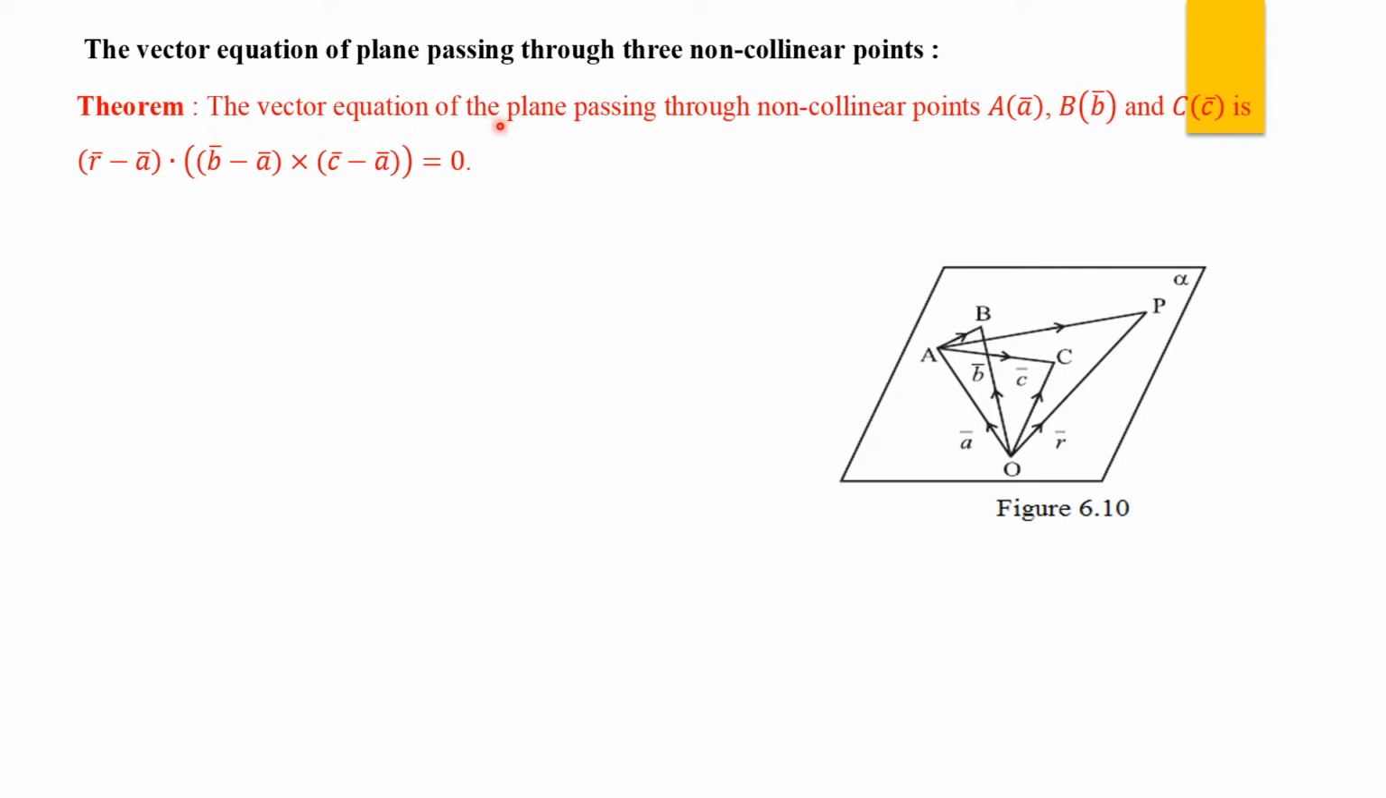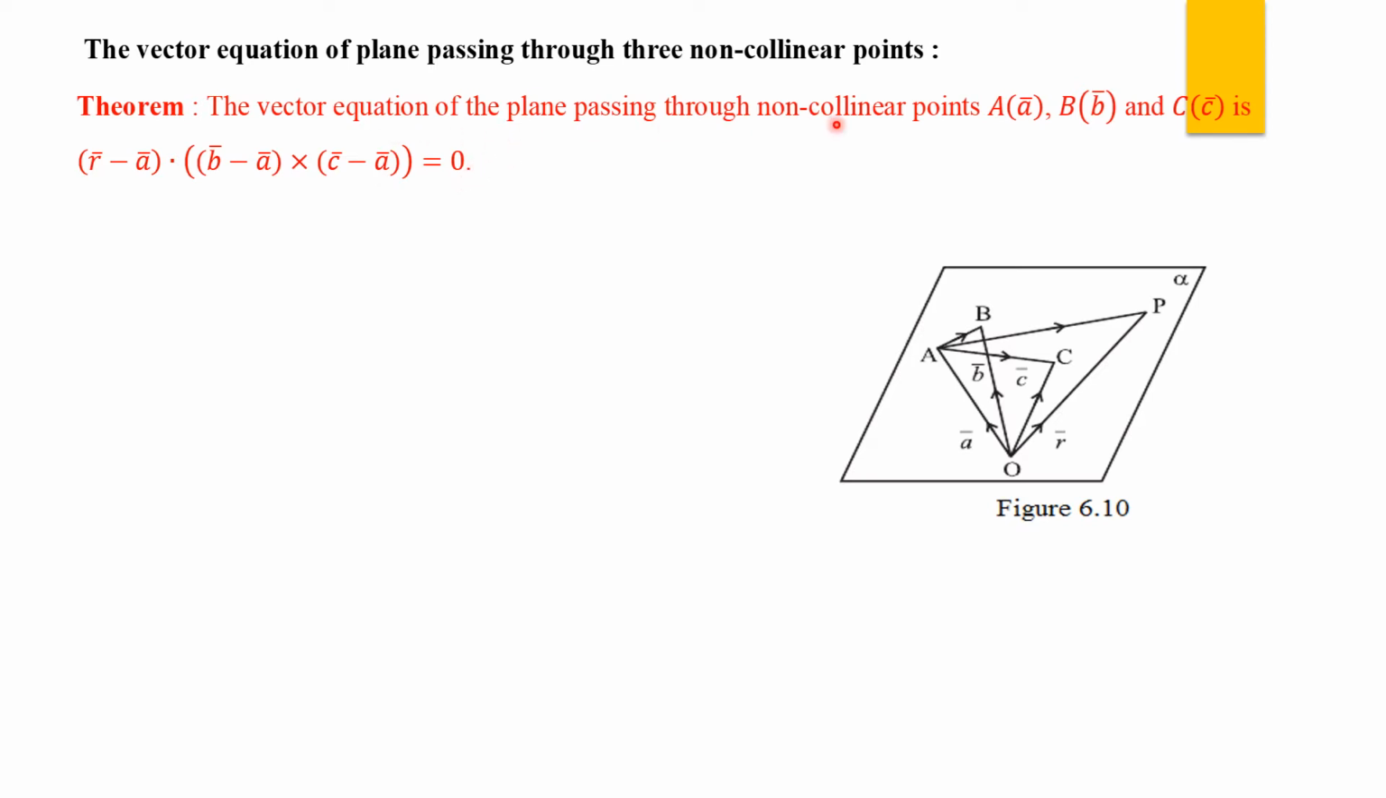Theorem. The vector equation of the plane passing through three non-collinear points a vector, b vector and c vector is (r vector minus a vector) dot (b vector minus a vector) cross (c vector minus a vector) equal to 0.